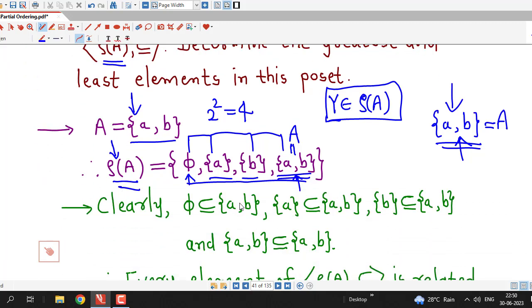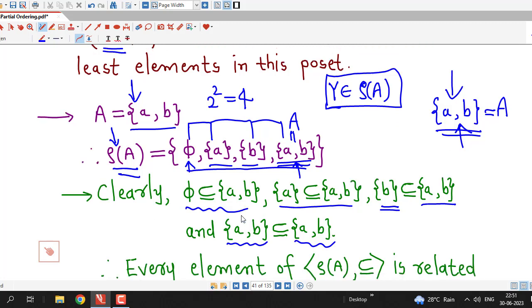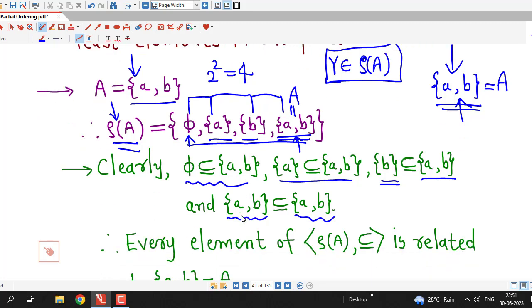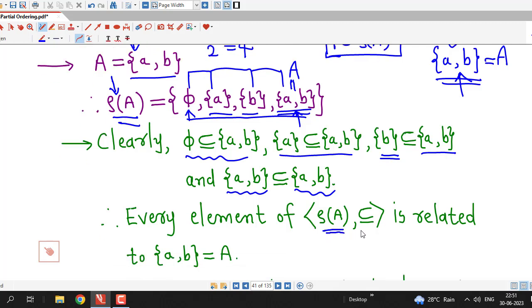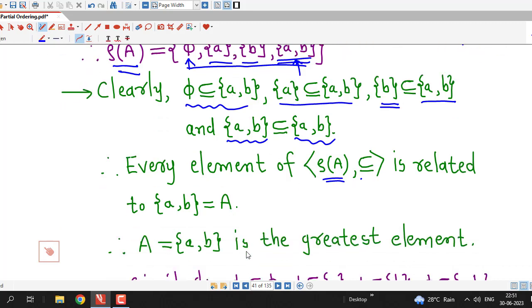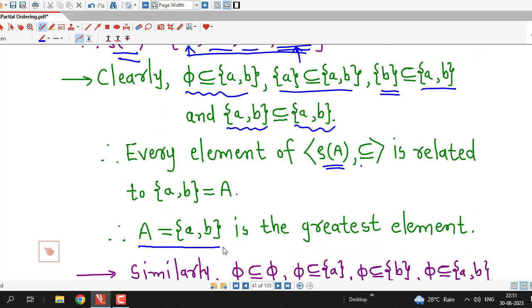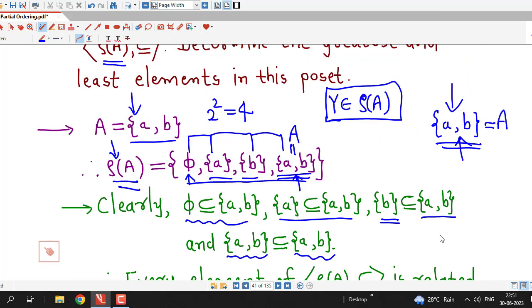I have written here that it is clear that phi is a subset of the set having two elements {a, b}. Similarly, the singleton set {a} is a subset of {a, b}, the set containing b is a subset of {a, b}, and this set itself is a subset of itself. Therefore, this set {a, b} is the greatest element in the partially ordered set power set of A with inclusion relation. Every element of this power set is related to the set {a, b}. Therefore, A equal to {a, b} is the greatest element.